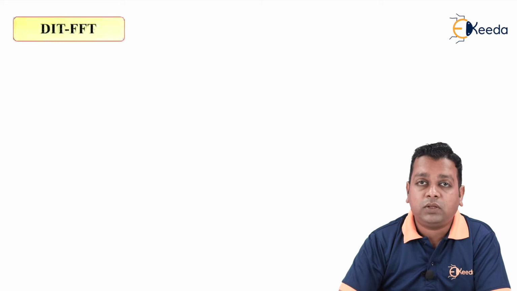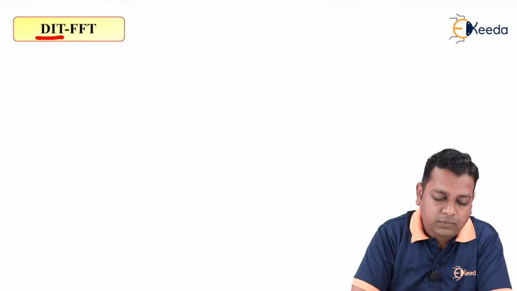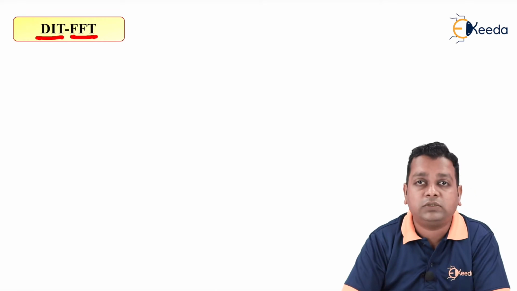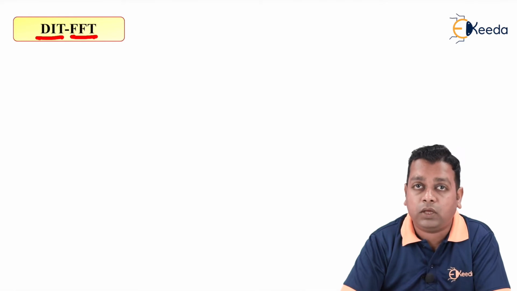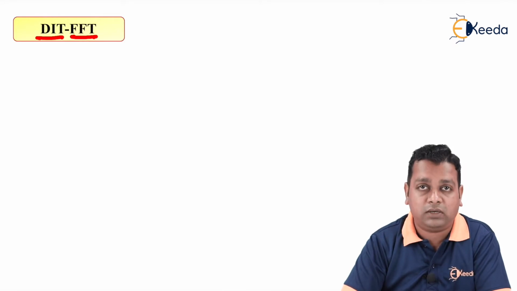So here we start with our topic, DIT FFT. FFT stands for fast Fourier transform. This is the efficient way to compute the DFT, which we have already learned in one of our previous lectures. DIT stands for decimation in time.